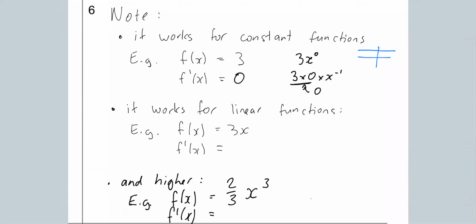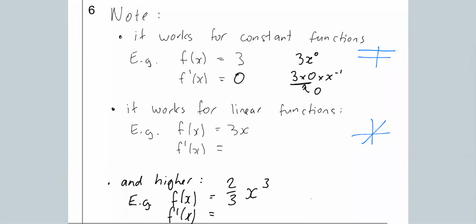Again, if I draw the graph of that, we would have something like that for f of x equals 3x, and the gradient is constant, isn't it? It's positive. It's constant. It's not increasing or decreasing, the gradient I'm talking about.